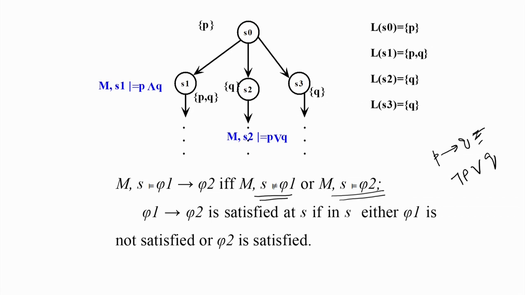So, this is a small example, again with the same notation that I am using. M, S 1 models P and Q, because both P and Q are true over here. In S 1, P and Q are true, but here only Q is true. So M, S 2 does not model P and Q, am I right? Because in S 2 only Q is true, but P is not true. So P and Q is false, and M, S 2 does not model P and Q.